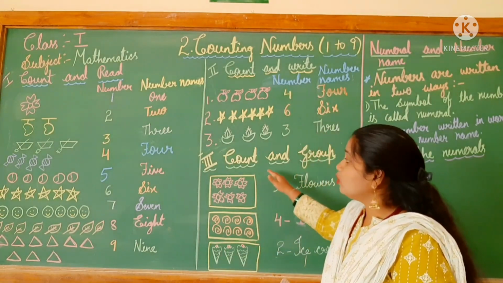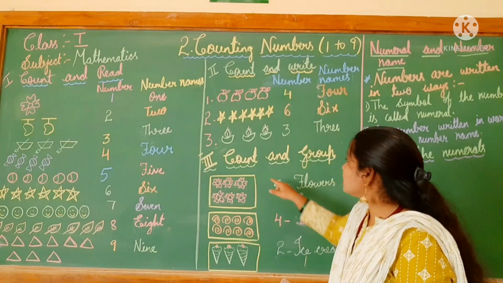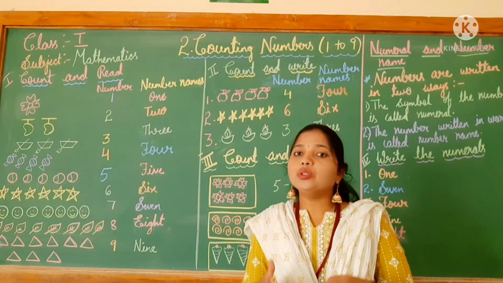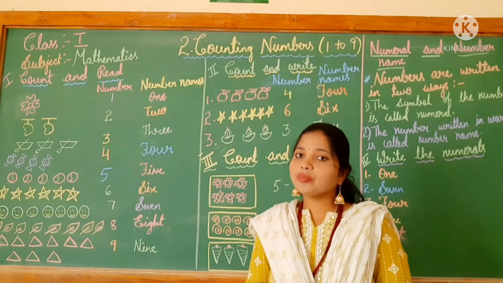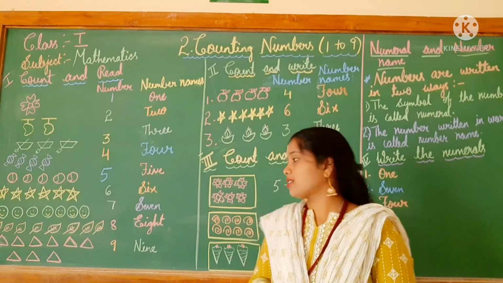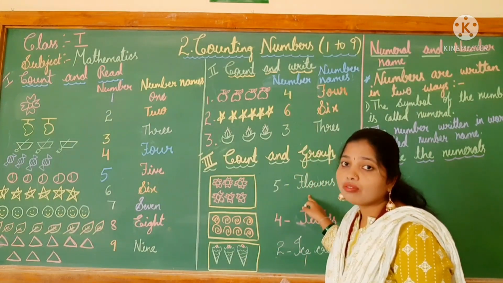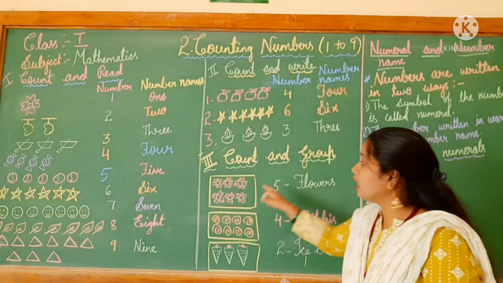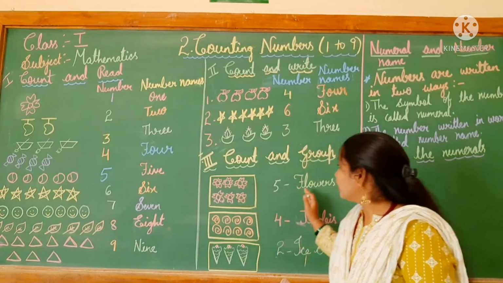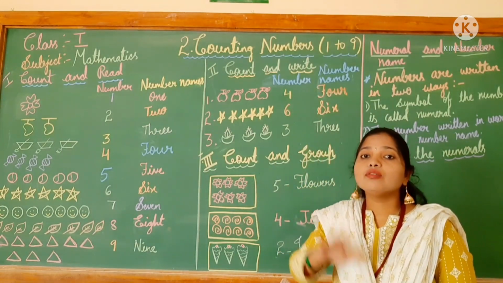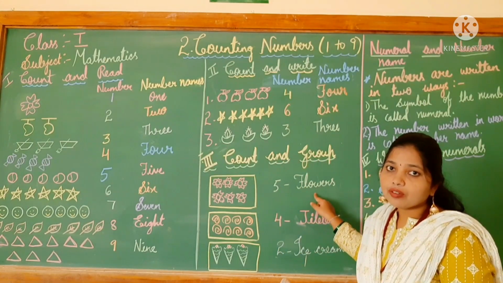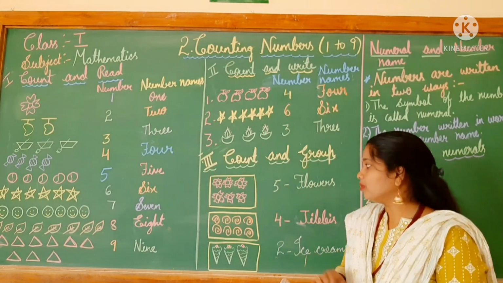Now, let us move to the third part, that is count and group. Children, you should count and you should group. Okay? Now, let us see how we should count and group the objects. Here, in the box, there are flowers. And the question is, you should group only 5 flowers.